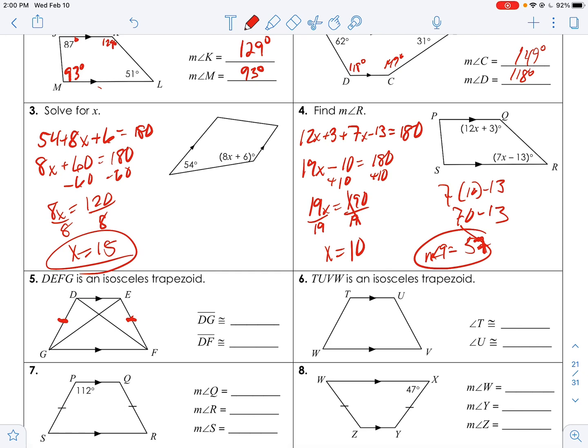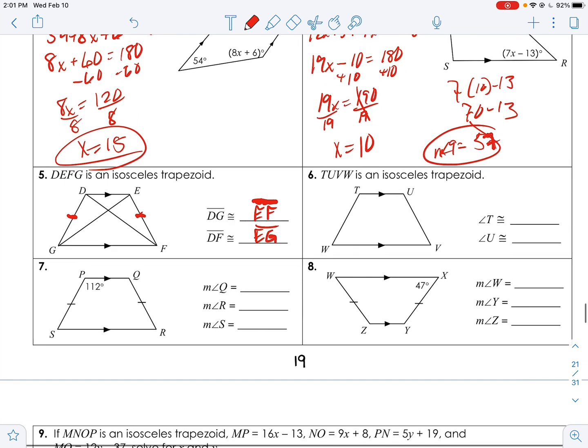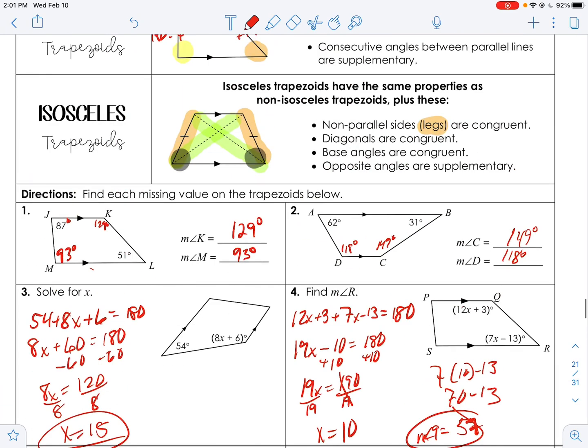D to G is congruent to, well, E to F. And D to F, that's the diagonal, is congruent to E to G. We'll put that down as E to G. That's all we have to do on that one, nice and easy. We know that this is the same as that. And what else do we know?